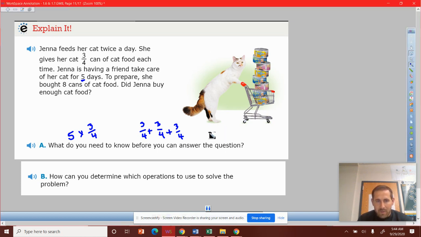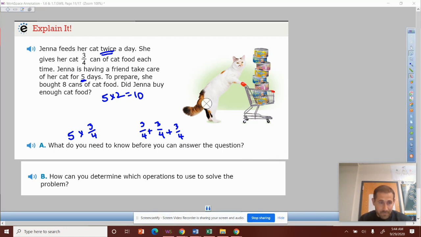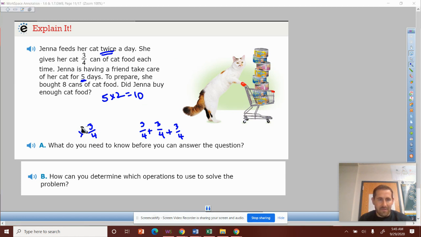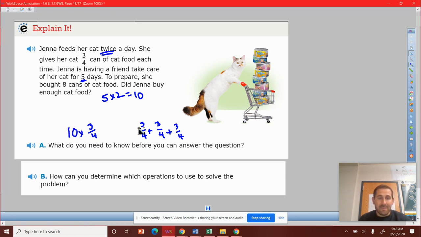Sorry, I realize that there is a key word here, and I kind of forgot it, but it's twice a day. So instead of just thinking of 5 days, I'm going to think of how many meals there would be. 5 times 2 meals a day is 10 meals. So really, we want to get rid of that 5 and think to ourselves, 10. This cat in 5 days will have 10 meals, and every meal will be 3/4 of a can.